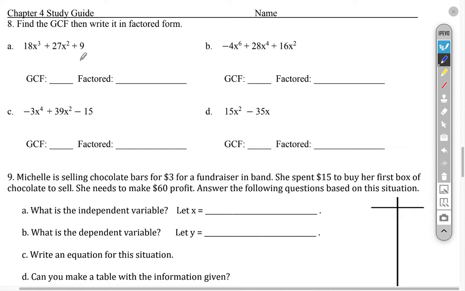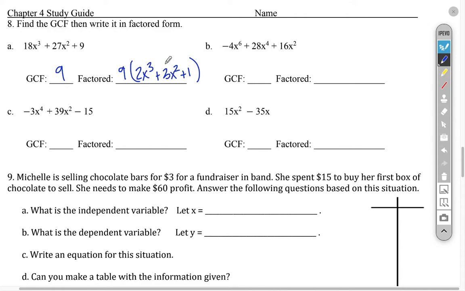So let's start with 9. If that's our biggest factor that we could have, does it work? Does 9 go into 18? Yes. Does it go into 27? Yes. So our greatest common factor is 9. And then we just want to factor it out. So we pull that out. 9 times what gives us 18x cubed? 2x cubed. 9 times what gives us 27x squared? 3x squared. And then 9 times what gives us 9, and it's just going to be 1. And you do need to include that 1, otherwise the 9 goes away, and you're just distributing it out to the first two terms.